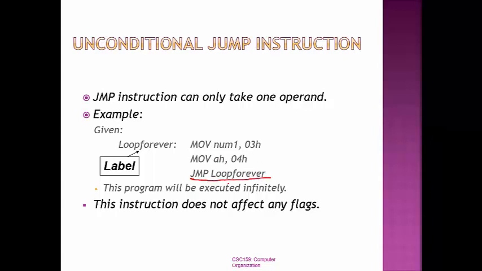Once we execute this JMP instruction, since this is an unconditional jump instruction, what does it do? Automatically it will jump to the target or label. It will find where the label is. Here the label is loop forever. Inside loop forever we have these three instructions: move num1 03, move AH 04, jump loop forever. Then it will process this loop again, so this program will execute infinitely.